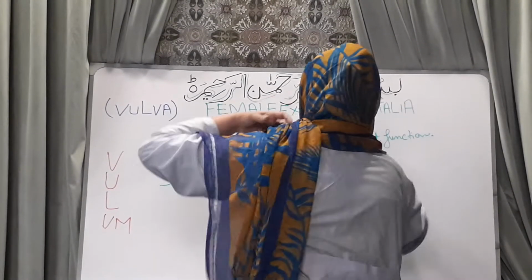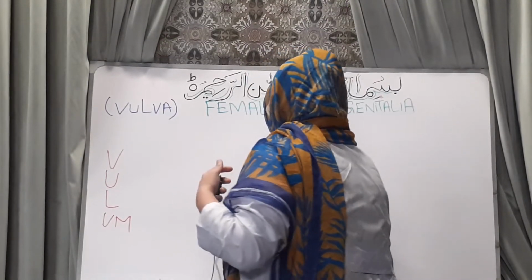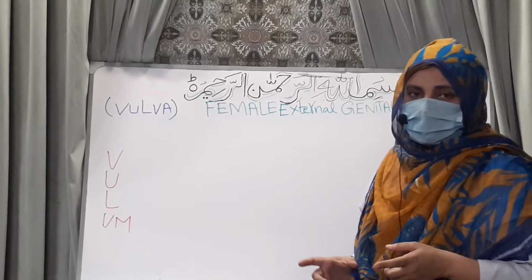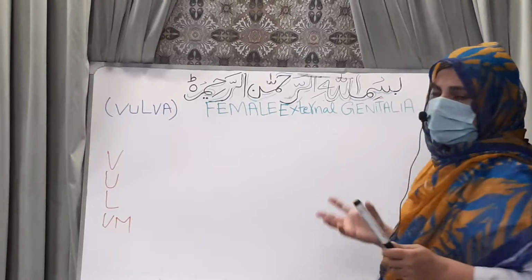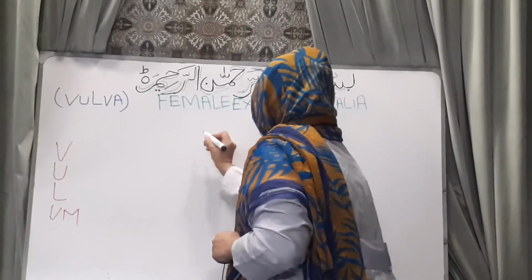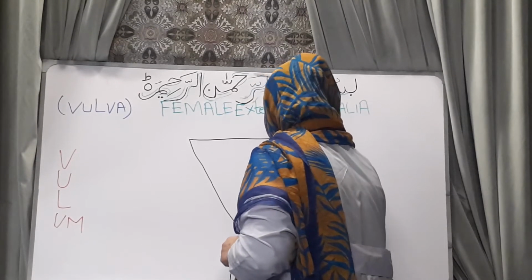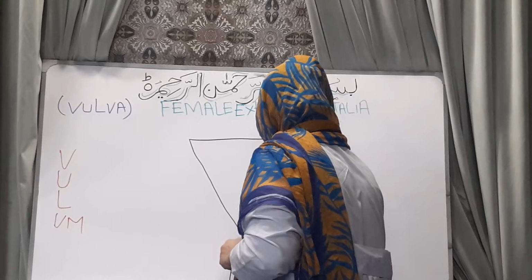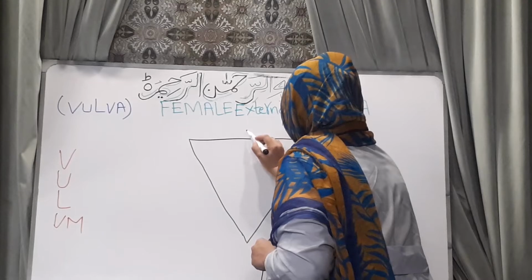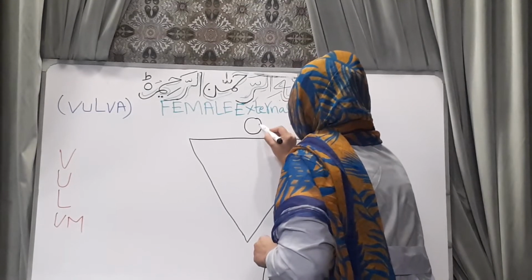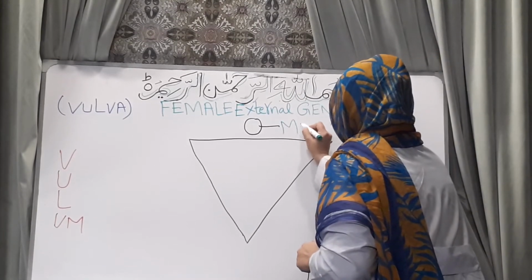Now I want to demonstrate the female external genitalia or vulva with the help of a diagram. My diagram practice is not very good, but I am going to draw an imaginary diagram. Consider this is a triangular area. On the top is the mons pubis.